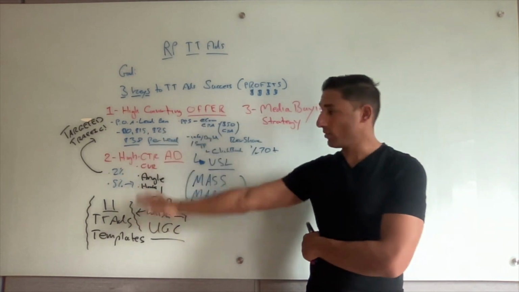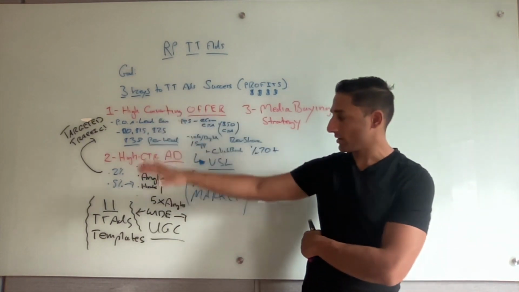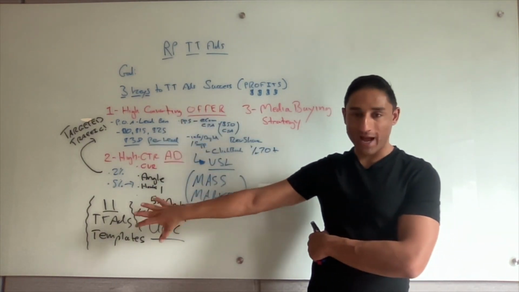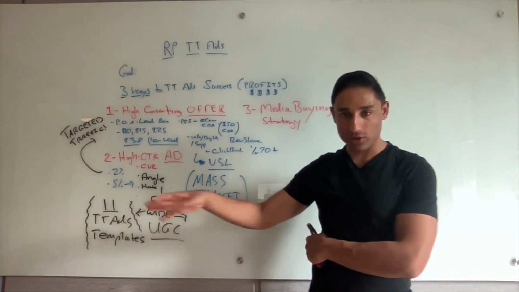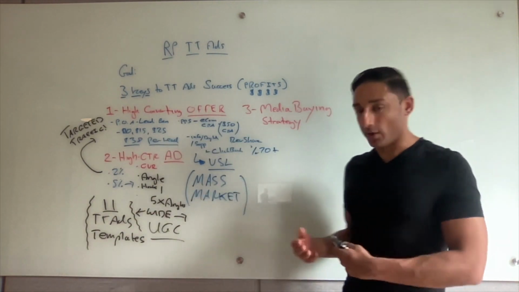Now, let's assume that all of this works, okay? Let's assume we've got a high converting offer, we've got 5 ads, you've done everything that we teach you in the next section of the superclass, right?